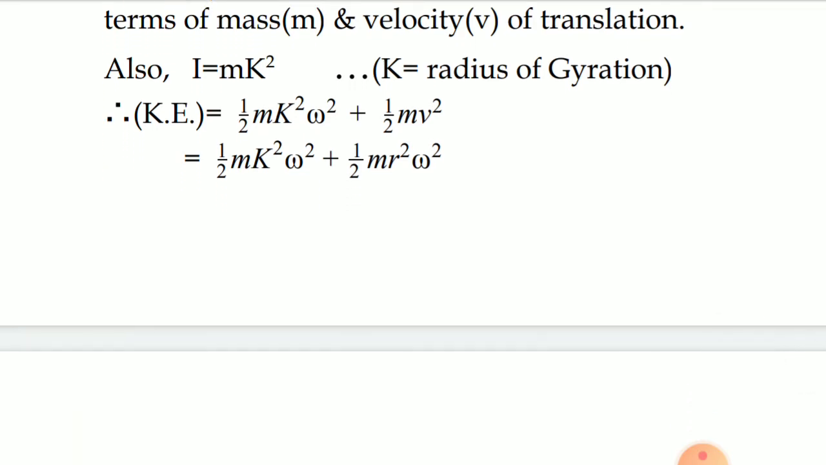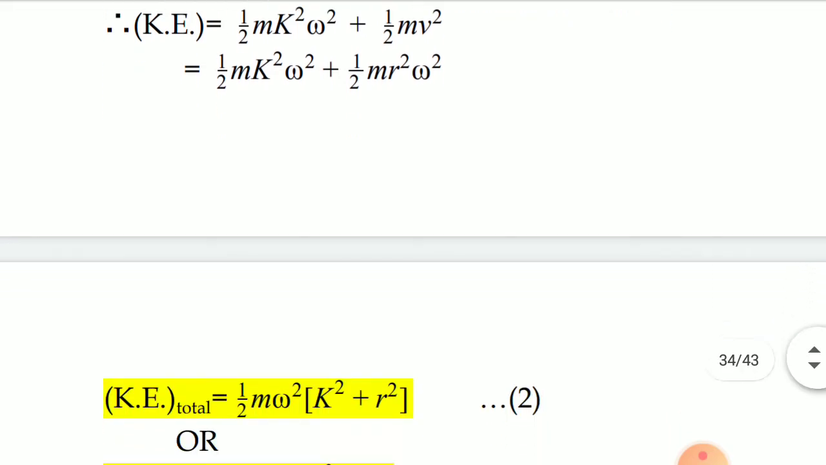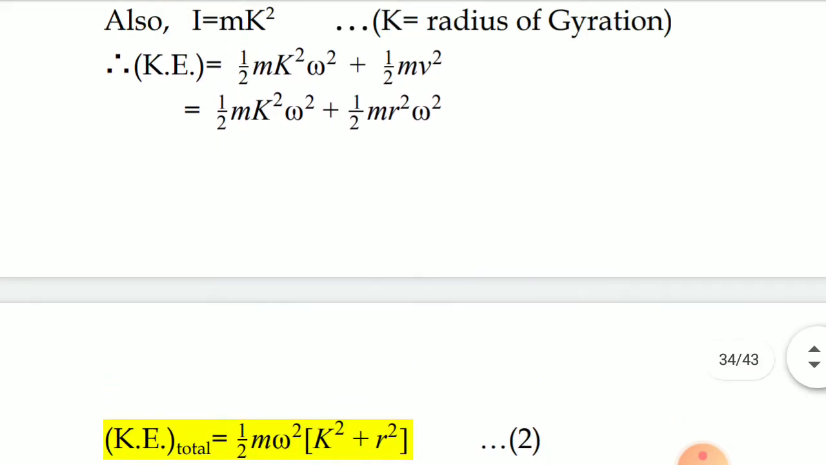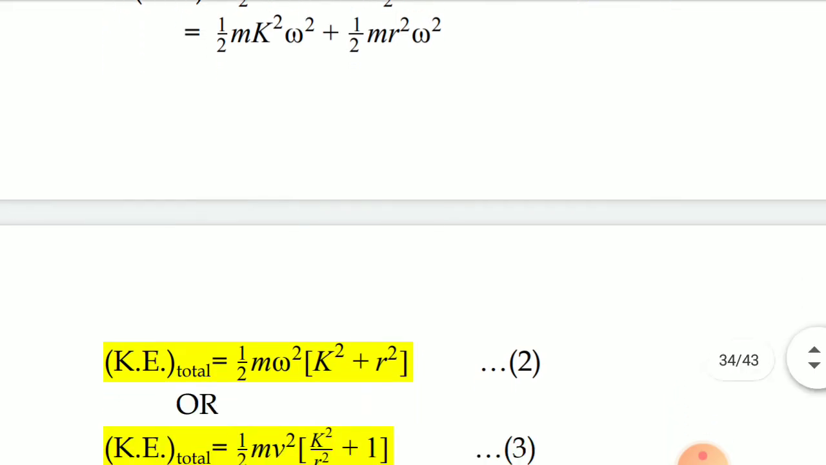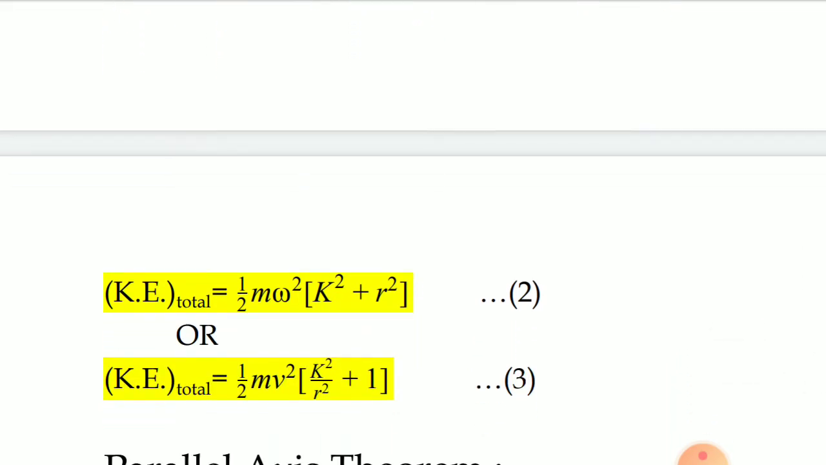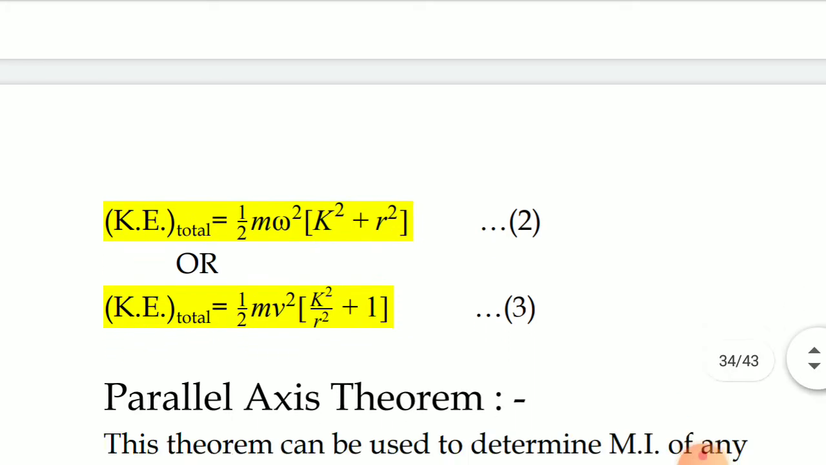So the total kinetic energy equation now becomes half mk squared omega squared plus half mv squared. Out of which I take v as r omega. If I write that, kinetic energy now becomes half m k squared omega squared plus half m r squared omega squared. If I take half m omega squared out, inside the bracket it's only k squared plus r squared, as seen on this screen as equation number 2.